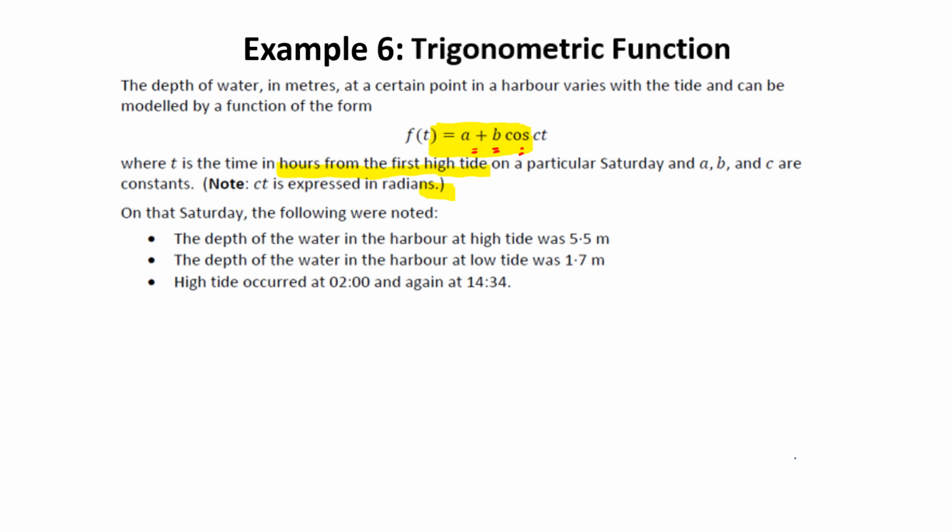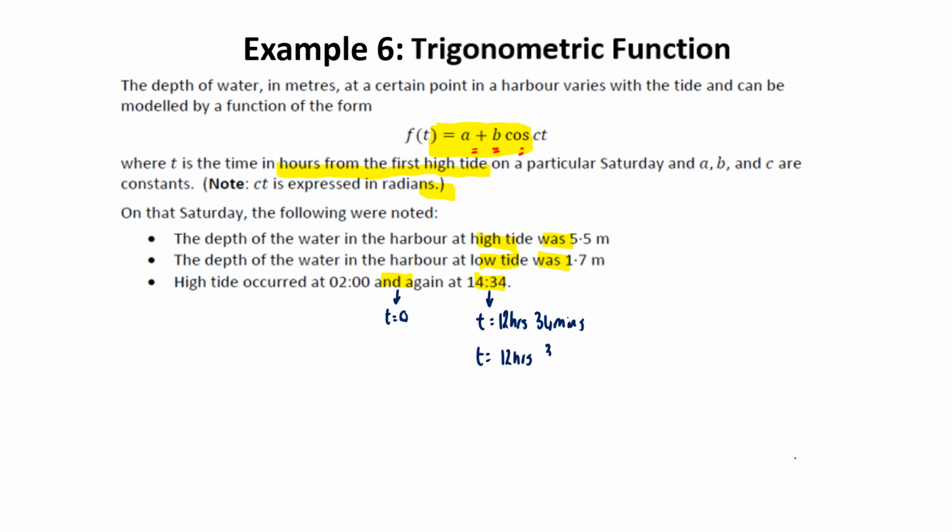On this Saturday, the following is noted. The depth of the water at high tide is 5.5 metres, low tide is 1.7 metres, and high tide started at 2 a.m. and 14:34. So what we have is the number of hours from first tide to tide. This is actually T equals 0, and this one here is T equals 12 hours 34 minutes, which you have to then convert into hours.